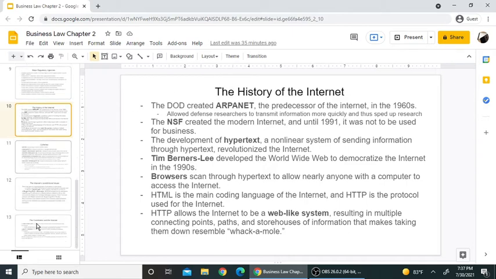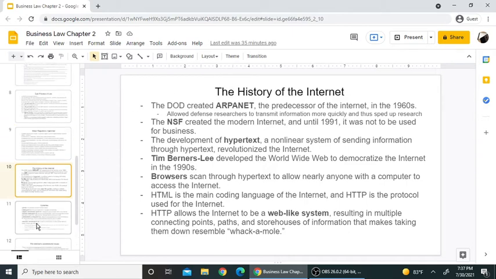So let's talk about the history of the internet, because there are a lot of laws surrounding the internet and a lot of interesting issues that have arisen in the law because of the existence of the internet. The internet really started in the 1990s, but the predecessor of the internet was ARPANET. It was created way back in the 1960s.